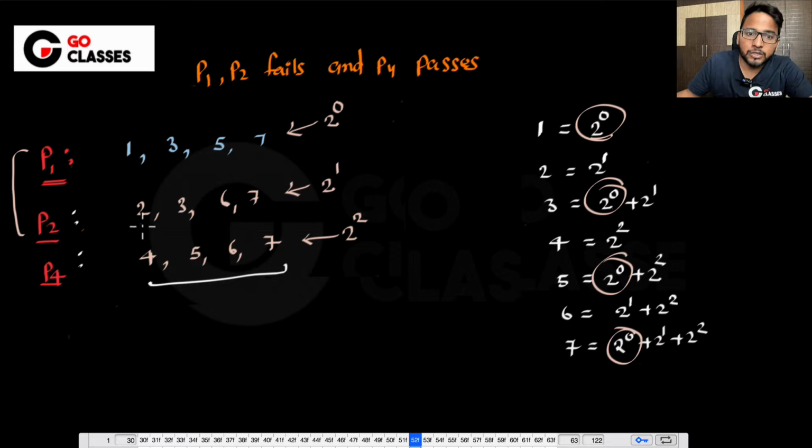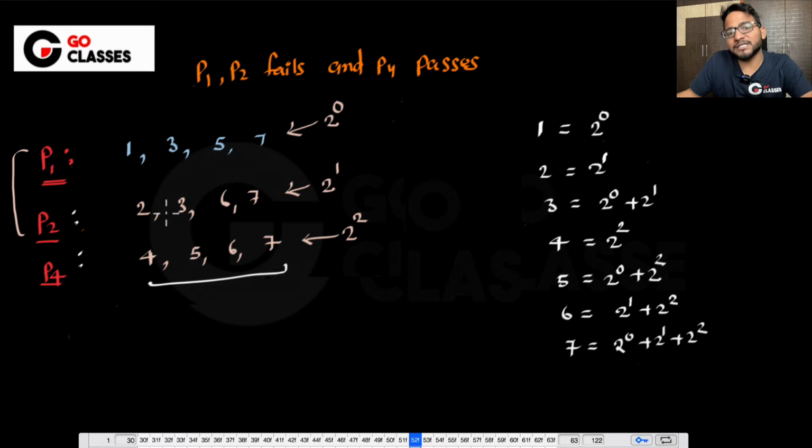Similarly, 2, 3, 6, 7 must be having 2 power 1. Similarly, 4, 5, 6, 7 must be having 2 power 2. So basically, this is taking care of everything that is having 2 power 0, right? This is taking care of everything that is having 2 power 1 in its expansion.